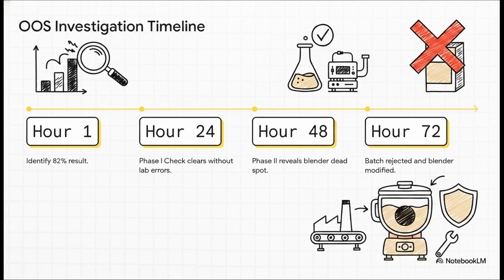And by hour 48, out on the manufacturing floor, they discover that the specific blender used for the powder mix had a dead spot where the powder just wasn't mixing. Because of this amazing detective work, by hour 72, the verdict is in. The OOS was valid, the batch was completely non-homogeneous, and it was rightfully rejected before it could ever reach a patient. And of course, the blender was then modified to fix the issue.